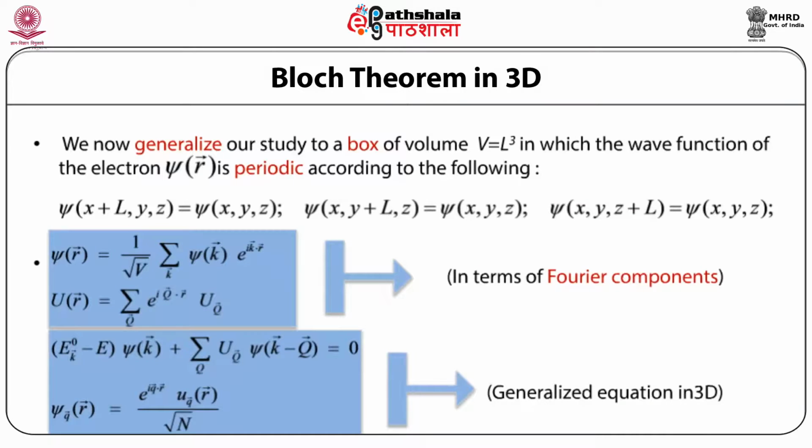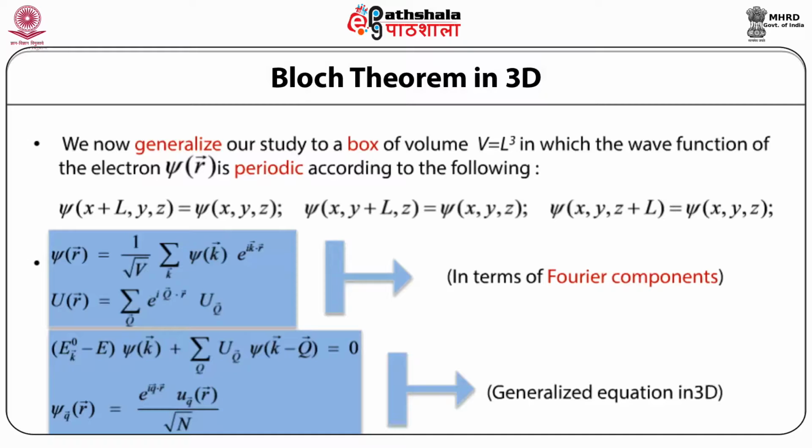That is, phi r is written as 1 by root of V. Earlier we had written 1 by root of L, but now it is 3 dimensions, so it is 1 by root of V summation over k phi k e raised to power i k dot r, and the potential u as a function of r is equal to summation over capital Q, that is, summation over the reciprocal lattice vectors, e raised to power i Q dot r into u Q. So both of these are now in terms of Fourier components.